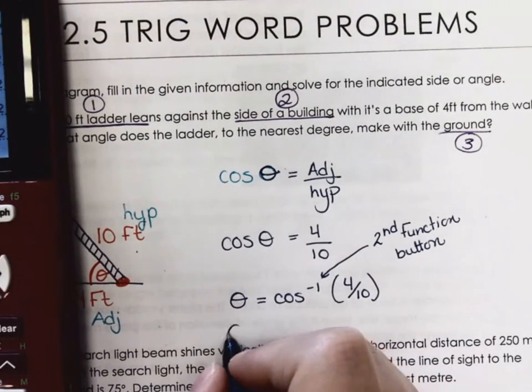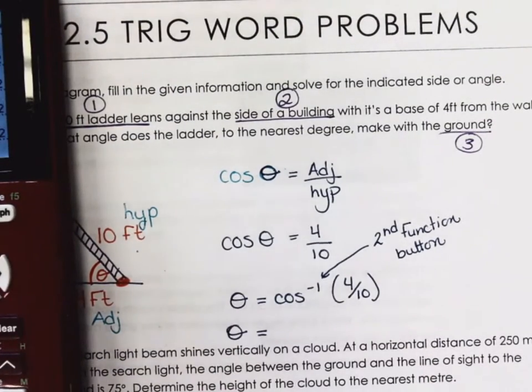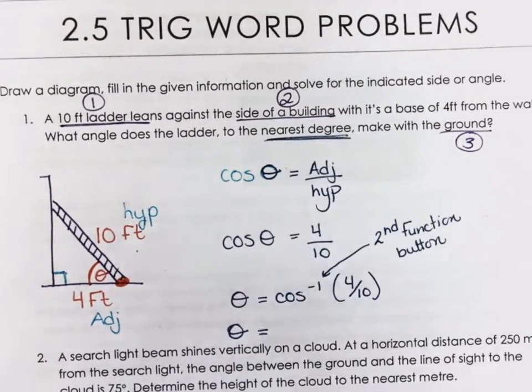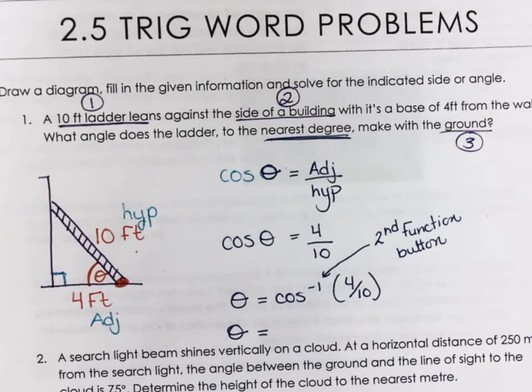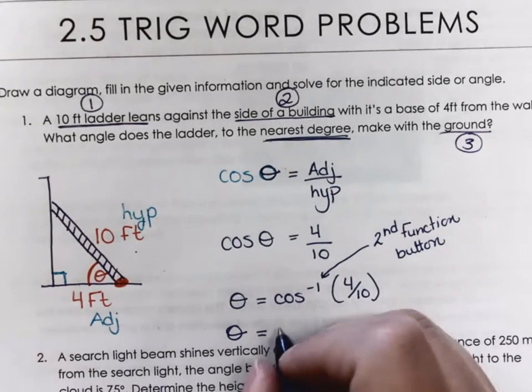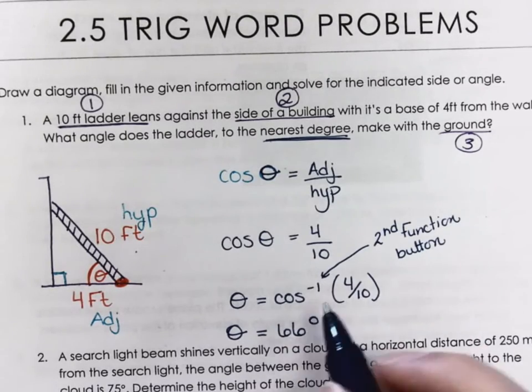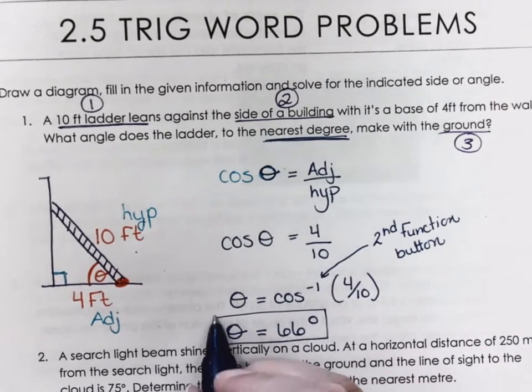So my angle, and what am I rounding to, ladies and gentlemen? Nearest degree. So what does that mean? That means a whole number. So my angle is going to be 66, and I need the symbol for degrees. 66 degrees.